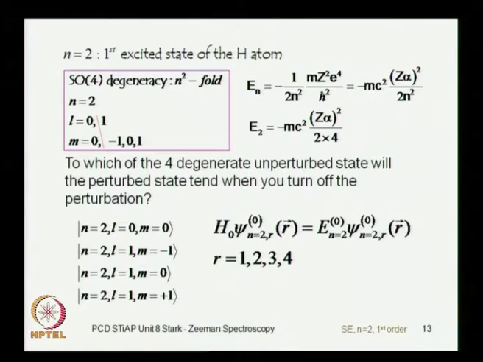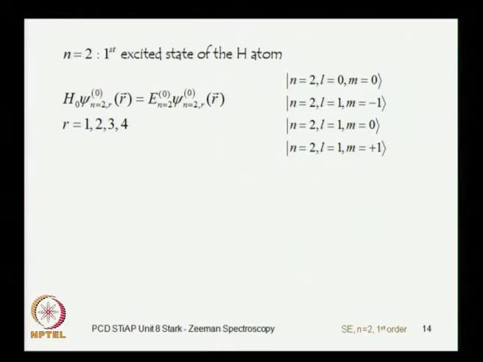So, now you can ask the question: if you applied an electric field which was to remove this degeneracy, and now you switch off the electric field, to which of these 4 states will the perturbed wave function collapse into? You cannot get a unique answer, right, because there are 4 alternatives over there.